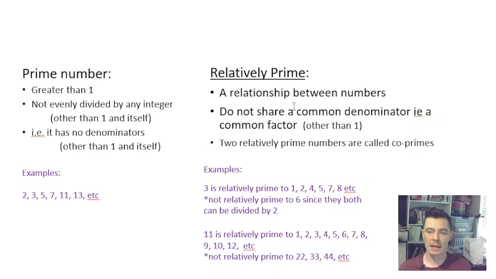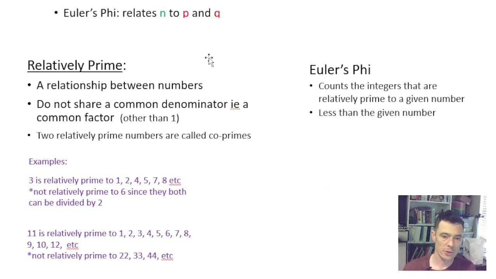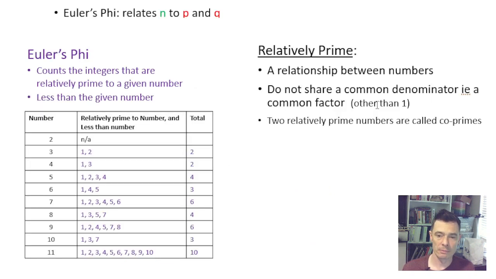Relatively prime is talking about a relationship between 2 numbers. Any 2 numbers that do not share a common divisor are considered relatively prime. So move that to the left. And now we have Euler's phi and a couple builds.